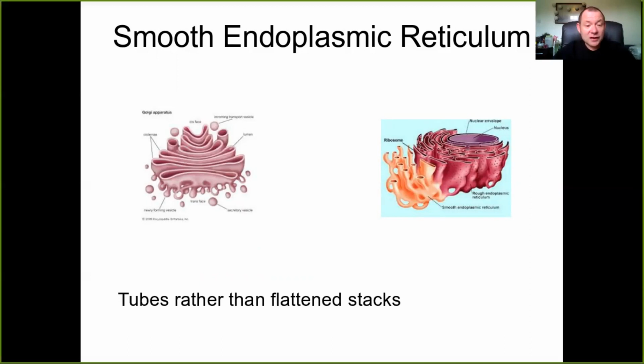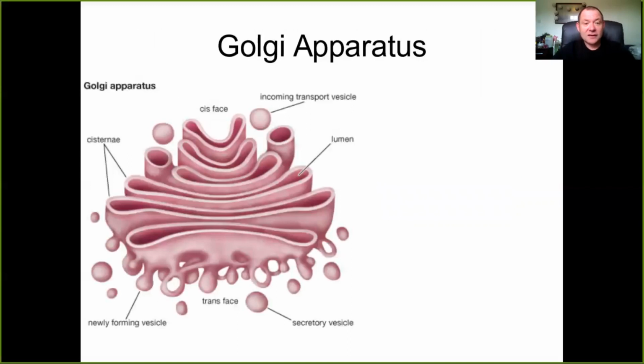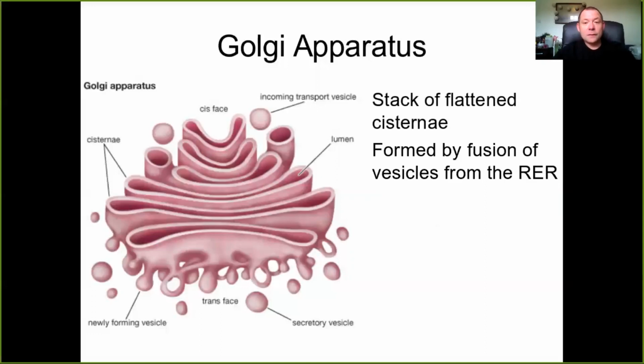The tubes are rather flattened, rather than flattened stacks, and they're responsible for the synthesis and transport of lipids and steroids. Now let's zoom in on that Golgi apparatus, a stack of flattened cisternae. These are known as cisternae, formed by fusion of vesicles from the rough endoplasmic reticulum. Vesicles are just bits of endoplasmic reticulum membrane that bud off to carry molecules to the Golgi apparatus, where they fuse and deposit their cargo.